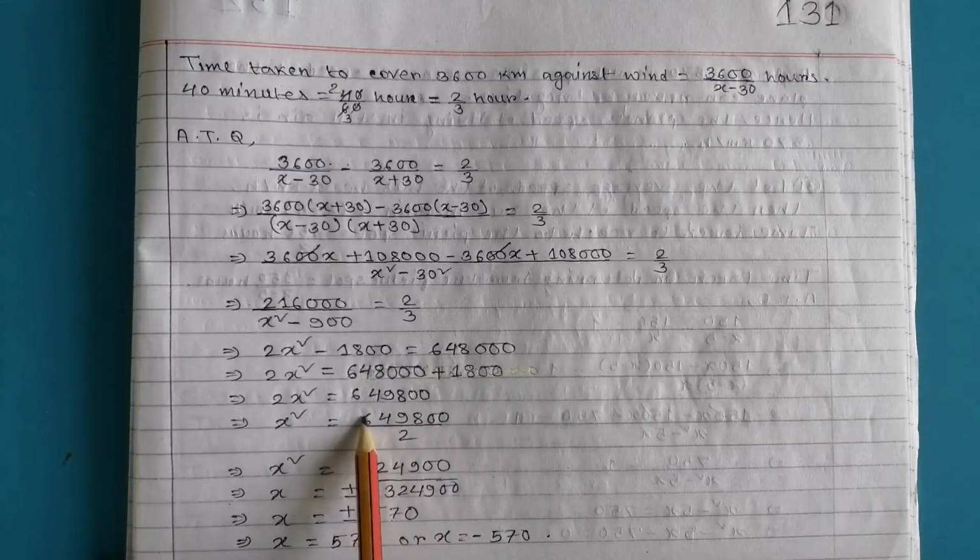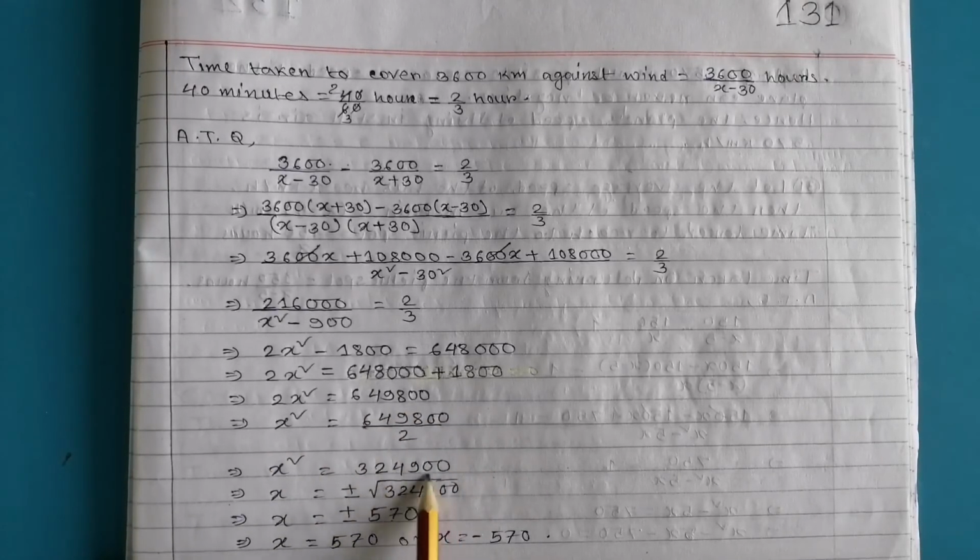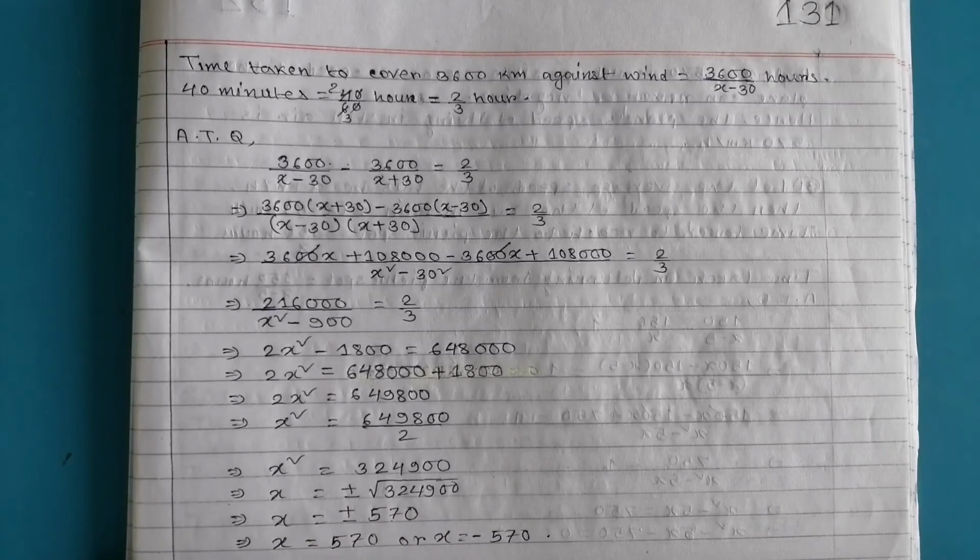So finally it is 6,49,800, and dividing by 2, it will be 3,24,900. Okay, and take the square root on both sides. So after taking the square root, it will be plus minus 570. X equals 570 or x equals minus 570.